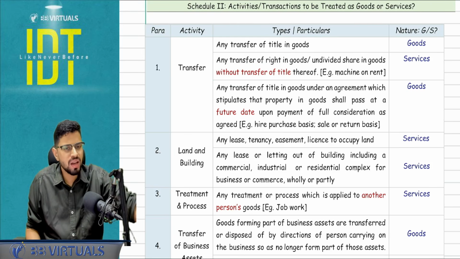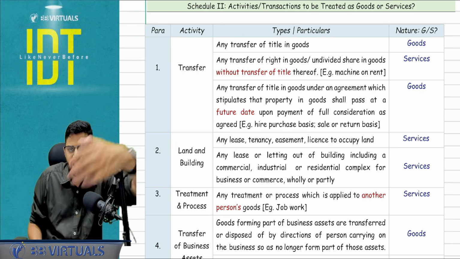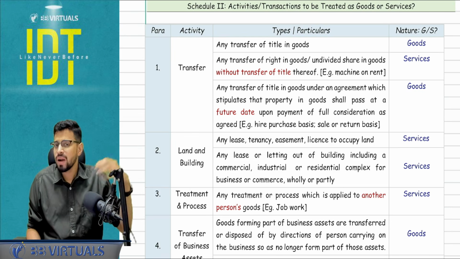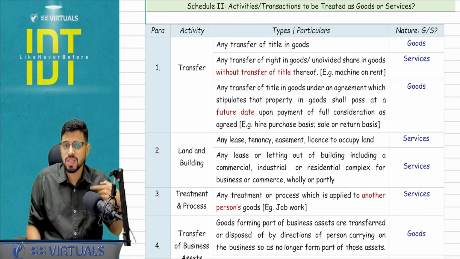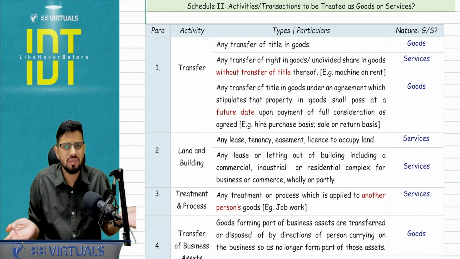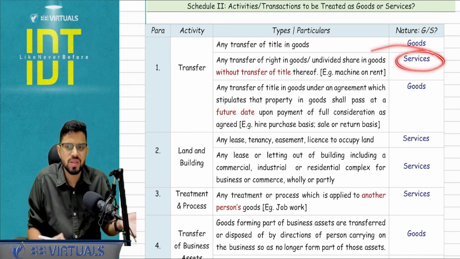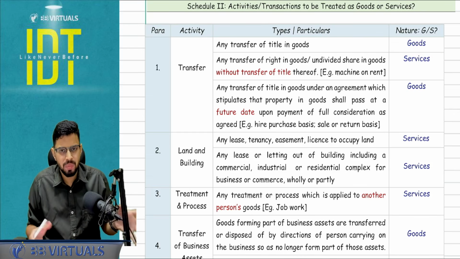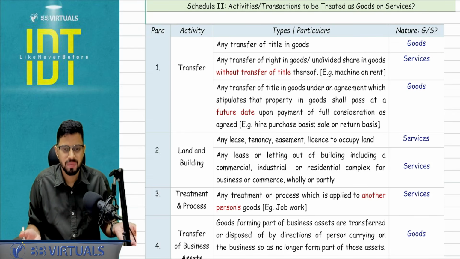So I am giving a machine for use to Vamsi, but I am not transferring the title. Ownership is with me. So that means you are giving it on rent. You are giving it for temporary use. So it is a supply of service. Now, is there any big analysis involved here? No, sir. It's a very logical thing.